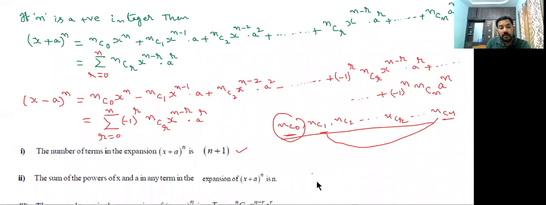See here, the sum of the powers of x and a in any term in the expansion of (x plus a) whole power n is n only. You can take any term. For suppose I am taking the sum of powers: observe the powers n minus 2 plus 2. Add these two, minus 2 plus 2 cancel. What are we getting, students? n. The sum of powers of x and a in any term in the expansion of (x plus a) whole power n is n.